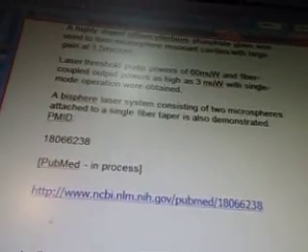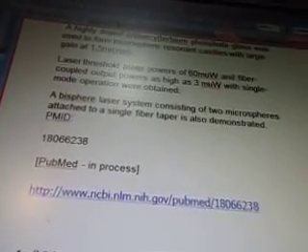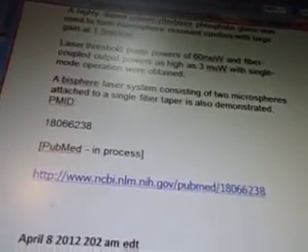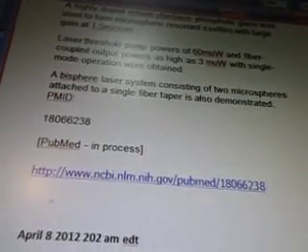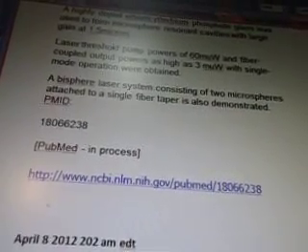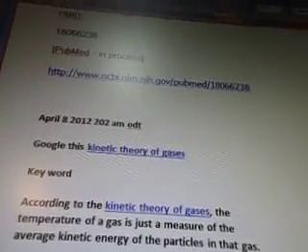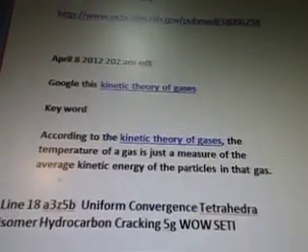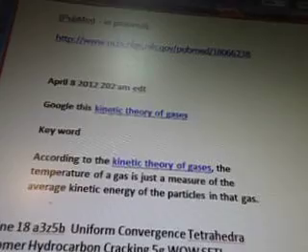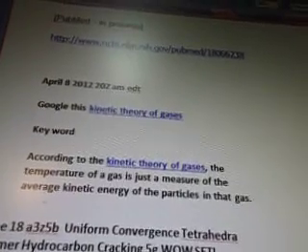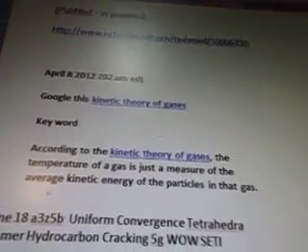And that's PMID is 180662238, and that's at www.ncbi.nlm.nih.gov. April 8, 2012. Google this, kinetic theory of gases. Keyword. According to the kinetic theory of gases, the temperature of a gas is just a measure of the average kinetic energy of the particles in that gas.